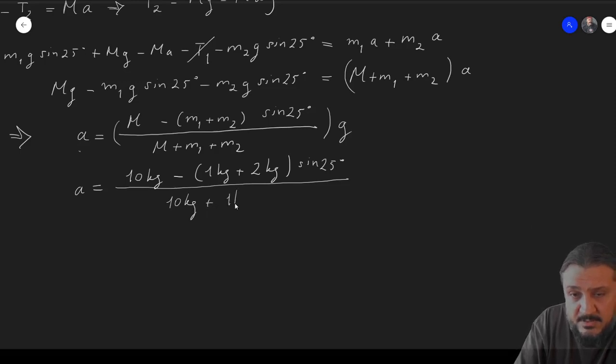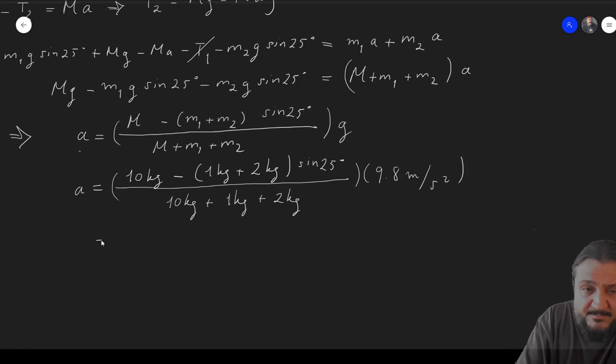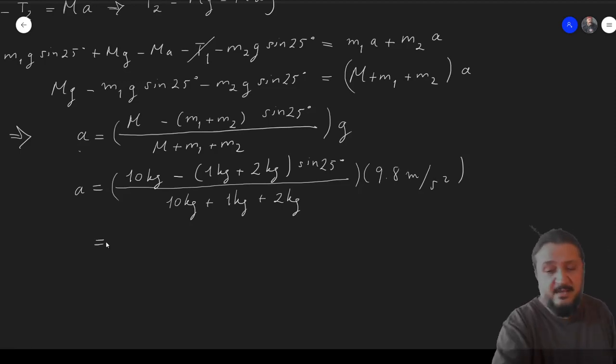10 plus 1 plus 2. All right, so this times G. Well, G is 9.8. This times 9.8 or 9.81 meters per second square. Okay, so I'm taking my calculator now.